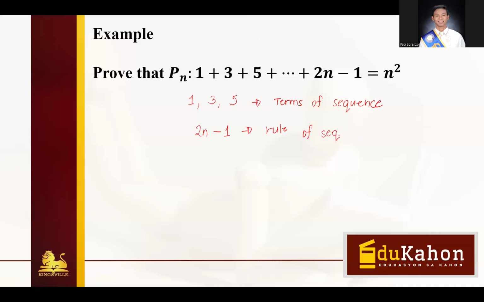When we say this is the rule of the sequence, this is the formula we use to get the value of the next terms of your sequence. And n squared is what we call the formula for the series. And n stands for the number of terms of your sequence. For example, if n is equal to 3, meaning you will be adding 1 plus 3 plus 5 because 5 is your third term.